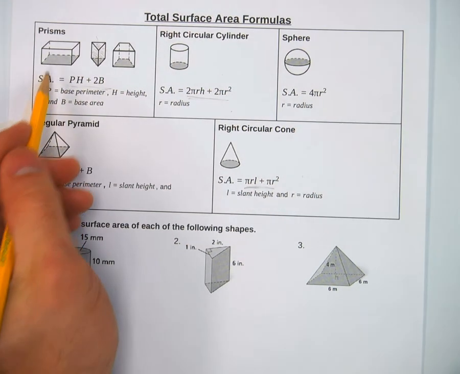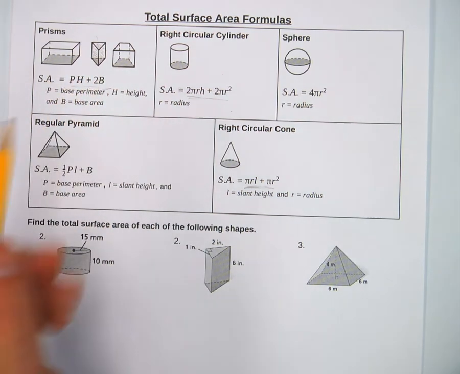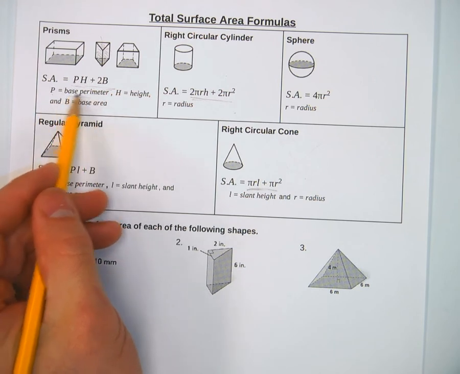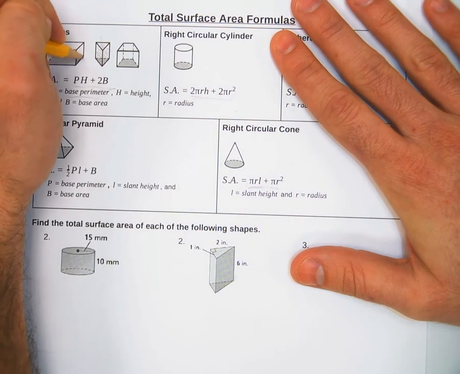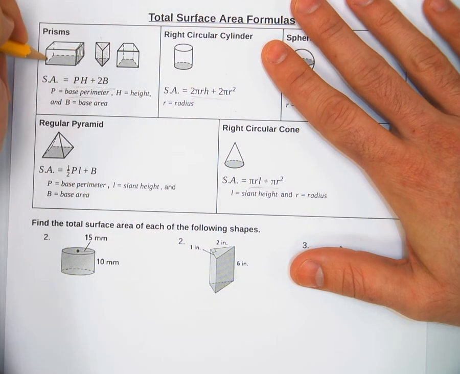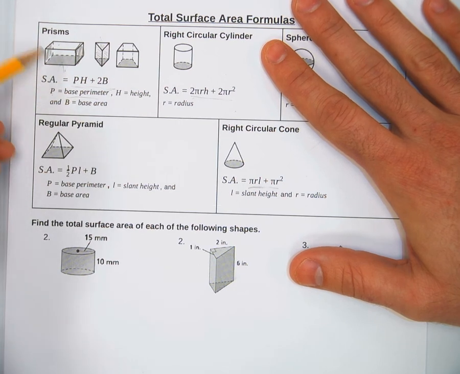So if we're working with a prism, we can use this formula: P times H plus 2 times B. And if you're wondering what that means, P is going to be the base perimeter. So we're going to remember bases are the sides where there are two of them, congruent. It's not just the bottom. Since the top, bottom, front, and back, there's four of those that are all the same, those are not the bases, even though it looks like that's shaded. Isn't that the base? It's the bottom. No, the bases are the ones that are congruent shapes.